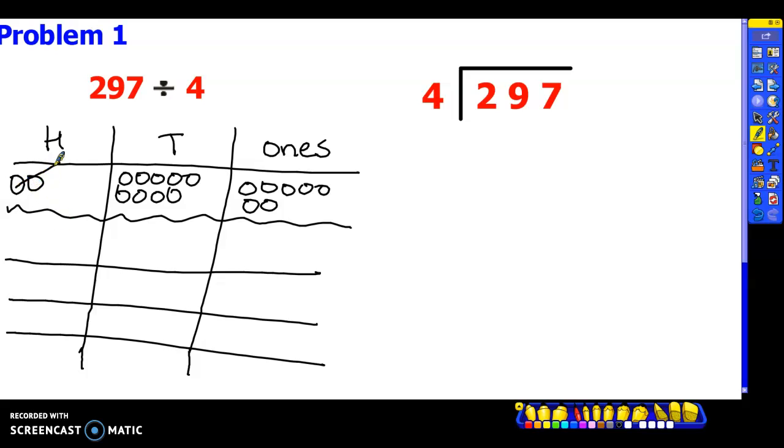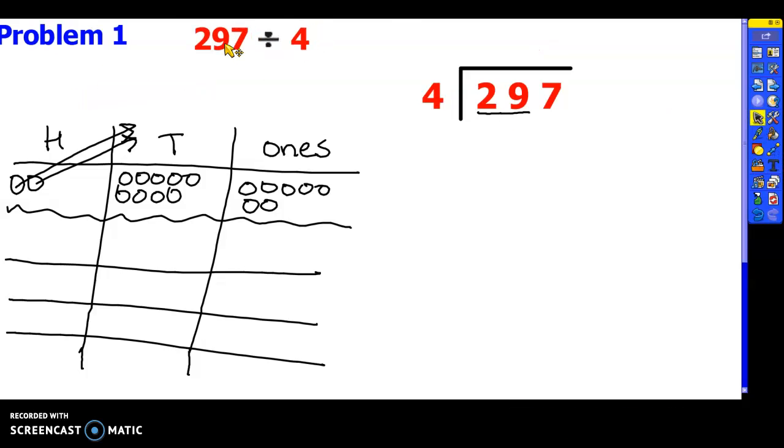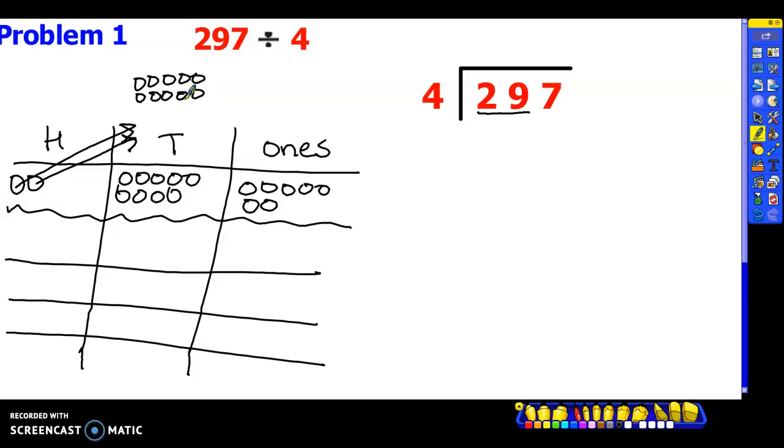So right off the bat, I'm going to rename these into tens. Okay? So instead of thinking 4 goes into the 2, I need to think, well, does 4 go into 29 tens? Okay? I'm going to move this out of the way a little bit. Alright, so when I go ahead and rename here, that should make sense. Okay, so when I rename my hundreds into tens, I end up with 29 tens. Okay, so 4 goes into 29 tens. You might already know that, but let's show this in our place value drawing.